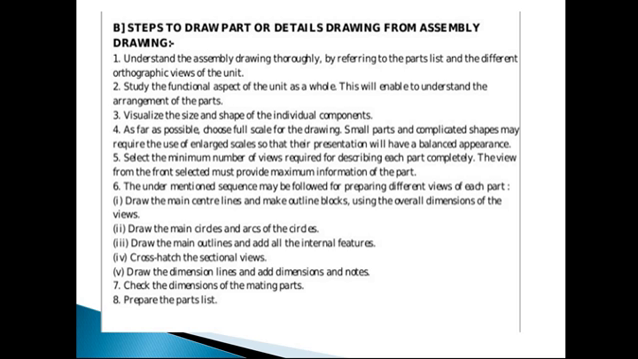Okay, then next step, select the minimum number of views required for describing each part completely. The front view selected must provide maximum information of the part. So whatever the number of views, always select the minimum number, because on a drawing paper we need to draw a number of components. If for every part you use a front view, top view, and side view, your drawing sheet will become very large.